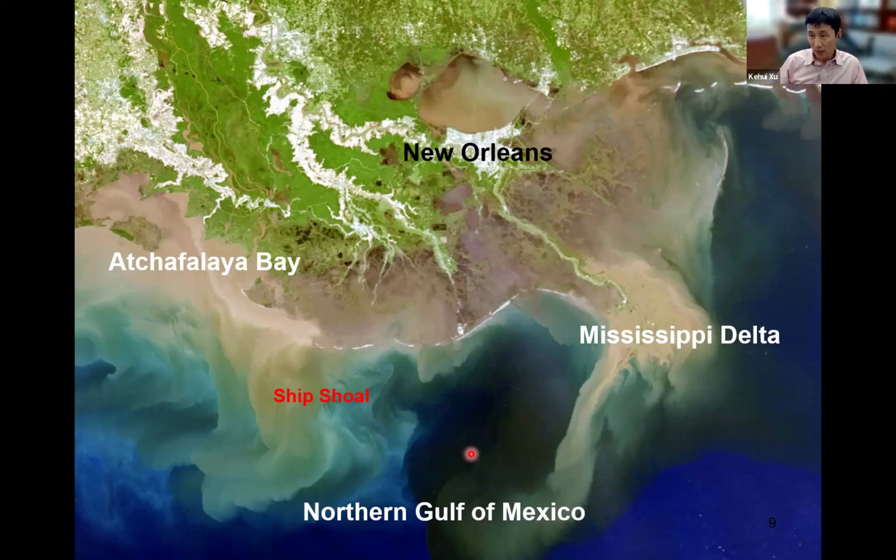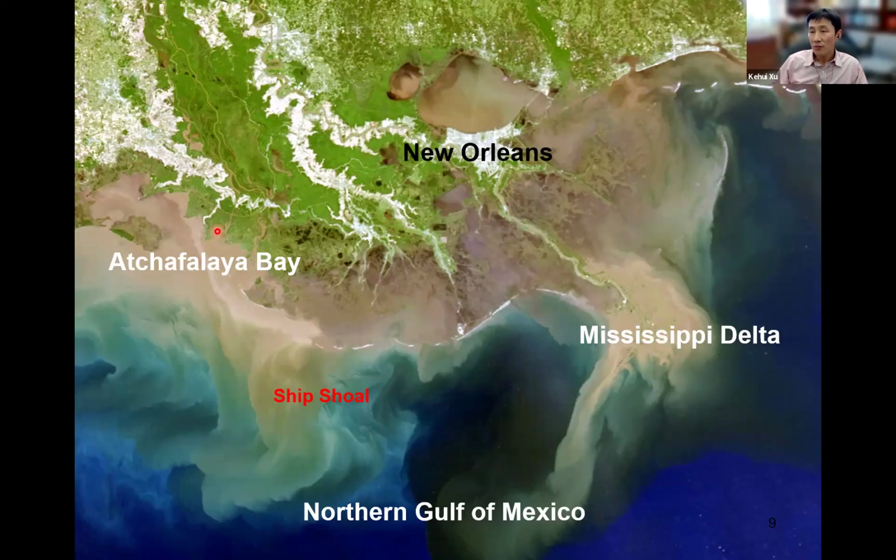Since this publication, me and many of my collaborators applied this model to the northern Gulf of Mexico, mainly on the Louisiana coast. Okay, so this is the satellite image. New Orleans, a big city in Louisiana, is over here. The Birdfoot Mississippi Delta is over here, which is a major outlet.